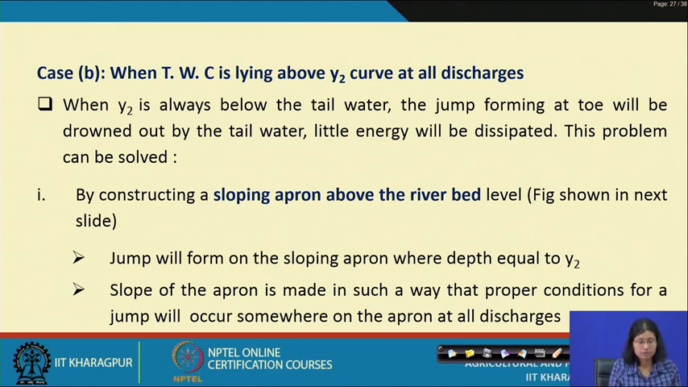So, first we will go by constructing a sloping apron above the river bed. This we are going to show in the next slide. So, the jump will form on the sloping apron where depth is equal to Y2. Second, the slope of the apron is made in such a way that the proper condition for a jump will occur somewhere on the apron at all discharges.